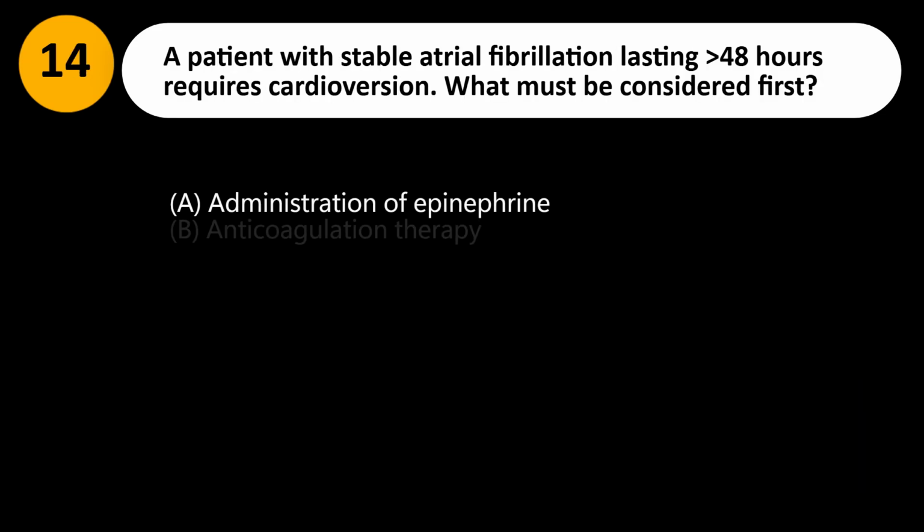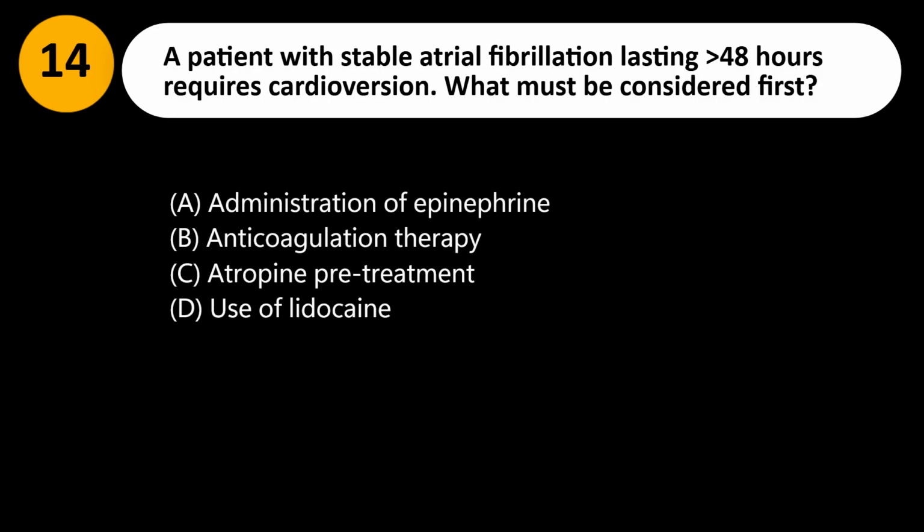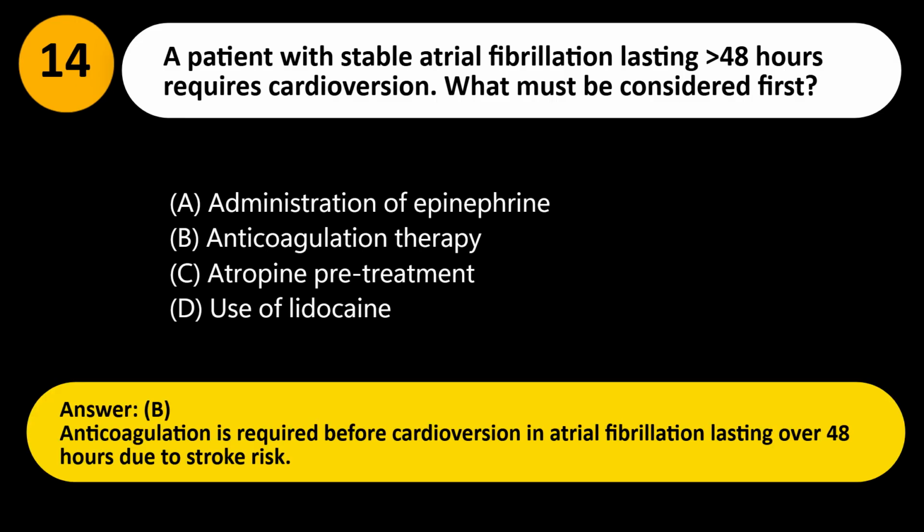A patient with stable atrial fibrillation lasting greater than 48 hours requires cardioversion. What must be considered first? A. Administration of epinephrine. B. Anticoagulation therapy. C. Atropine pretreatment. D. Use of lidocaine. Answer, B. Anticoagulation is required before cardioversion in atrial fibrillation lasting over 48 hours due to stroke risk.